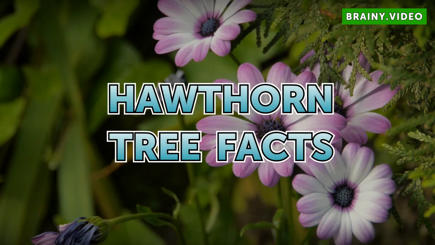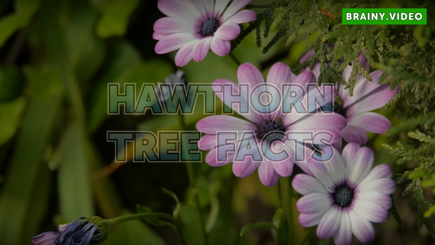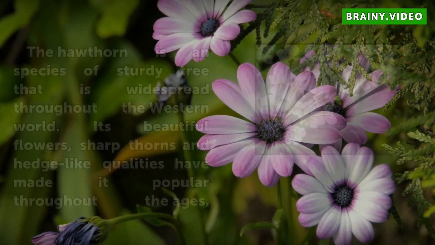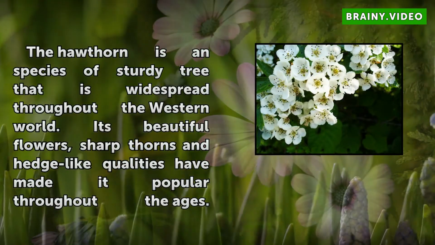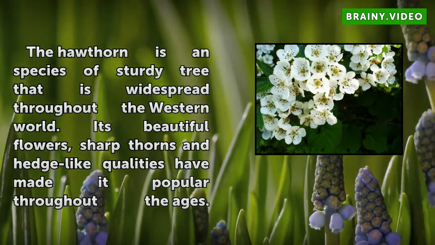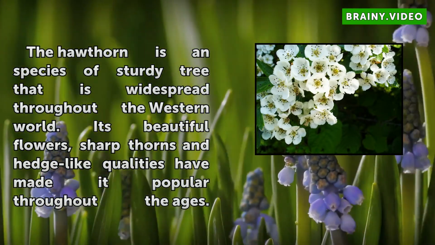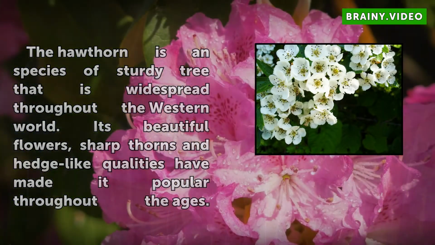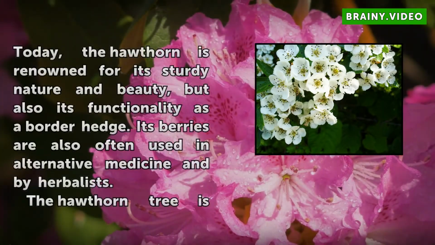Hawthorn Tree Facts. The hawthorn is a species of sturdy tree that is widespread throughout the Western world. Its beautiful flowers, sharp thorns and hedge-like qualities have made it popular throughout the ages. Today, the hawthorn is renowned for its sturdy nature and beauty, but also its functionality as a border hedge. Its berries are also often used in alternative medicine and by herbalists.